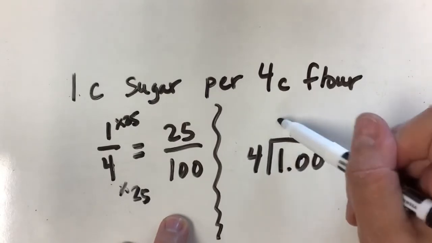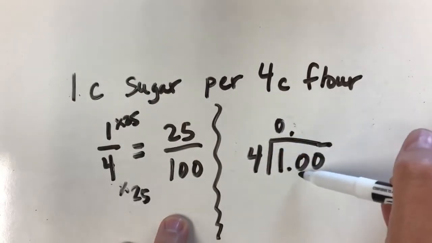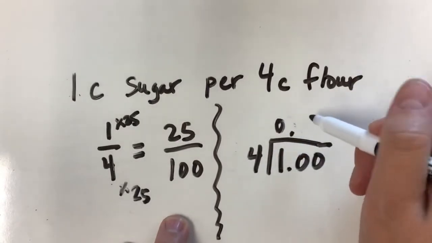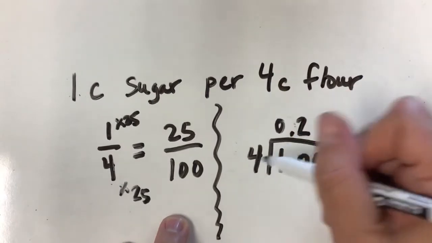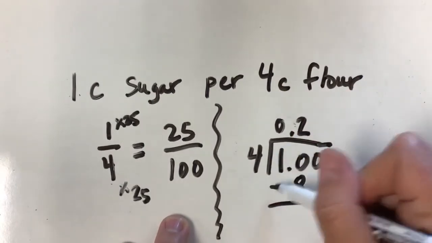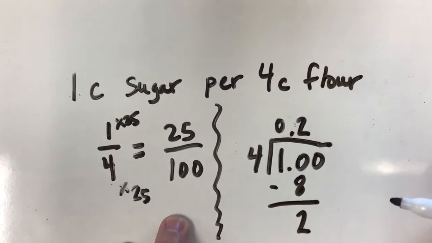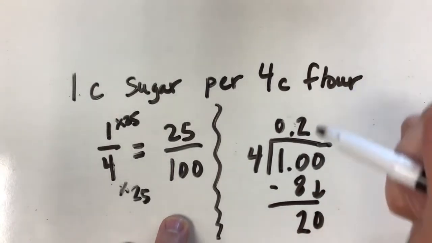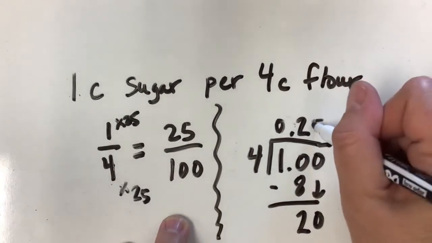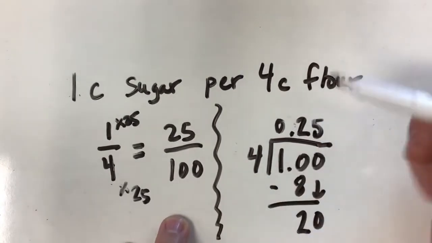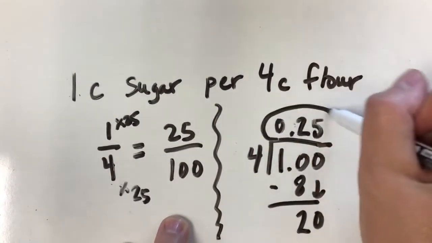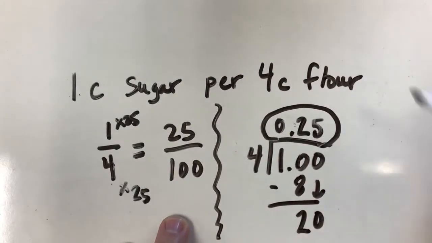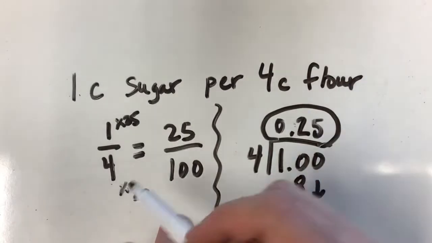4 does not go into 1, but 4 does go into 10. Excuse me, it goes in twice. 2 times 4 is 8. When we subtract that out, we get a 2 on the bottom. Bring down the 0. 4 goes into 20 5 times, and it comes out evenly. Okay, so we get 0.25. That's the decimal form of 1/4.